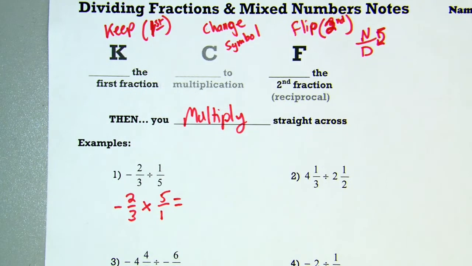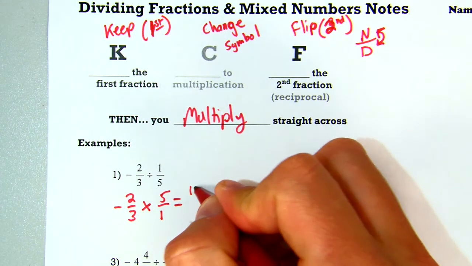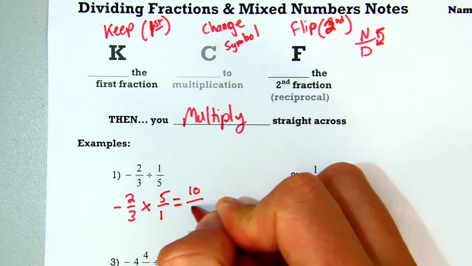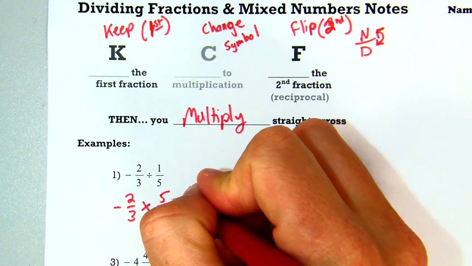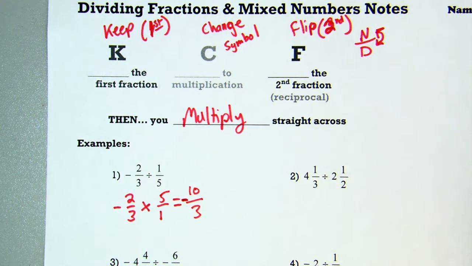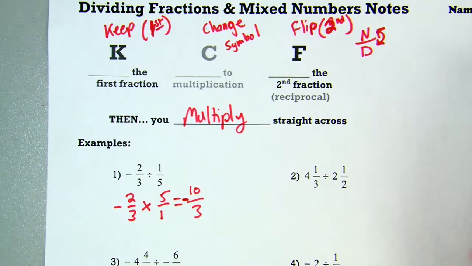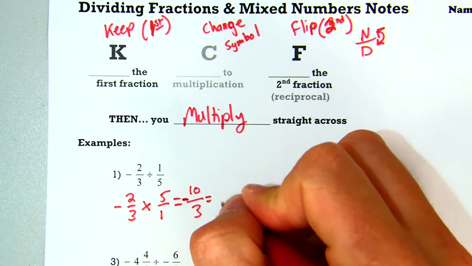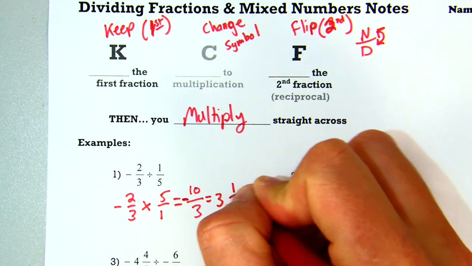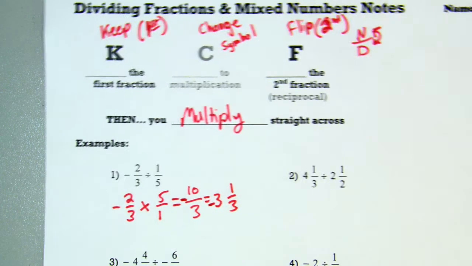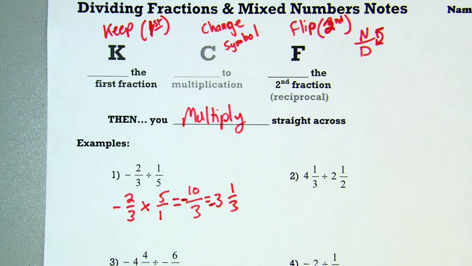Then I go ahead and multiply across. 2 times 5 is 10. 3 times 1 is 3. And it is a negative because it's a negative times a positive. I can go ahead and simplify this now. 3 goes into 10 3 times with 1 left over. So my answer is negative 3 1/3.